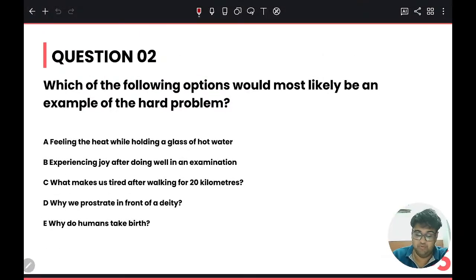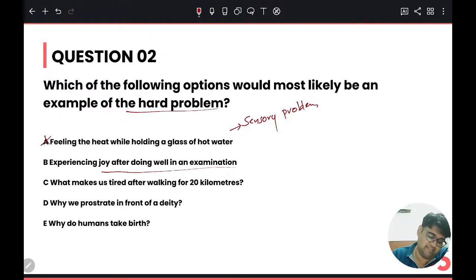Which of the following options would most likely be an example of the hard problem? Hard problem. Yeah. Feeling the heat while holding a glass of water. This is a sensory problem. It is not a hard problem. This is a personal subjective problem. So this is not that.